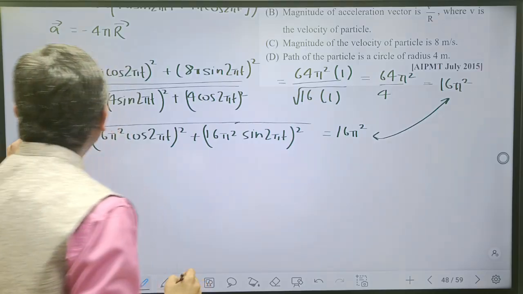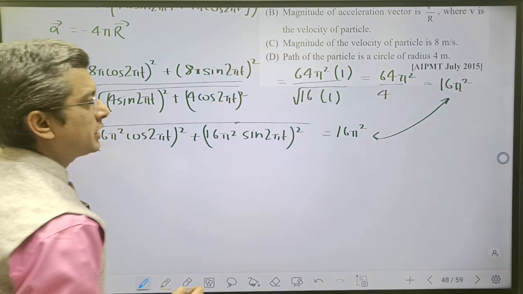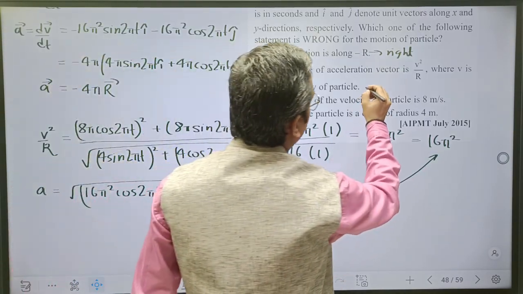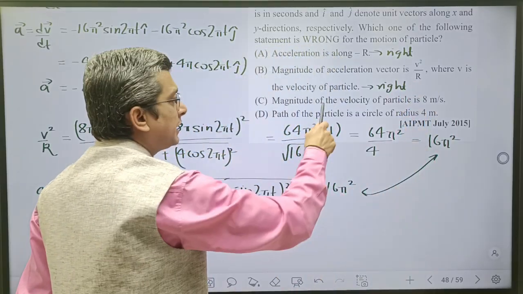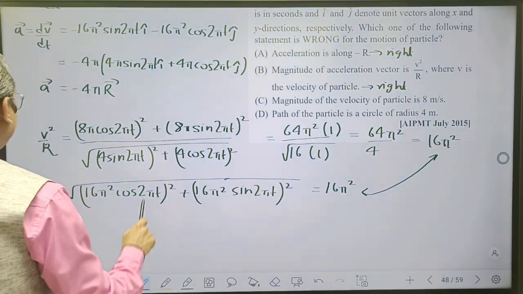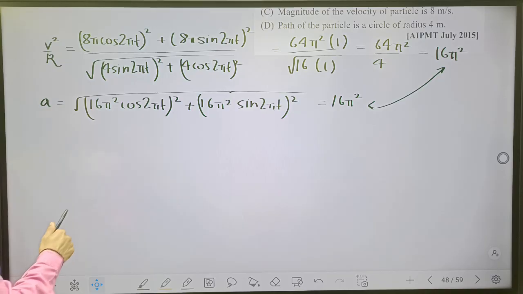That is, the expression for magnitude of acceleration is equal to the magnitude of v square by r. So this statement is also right. We have to select the wrong one, isn't it? Magnitude of velocity of the particle is 8 meter per second. So let us find the magnitude of the velocity.